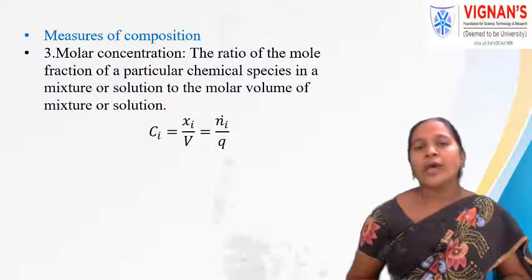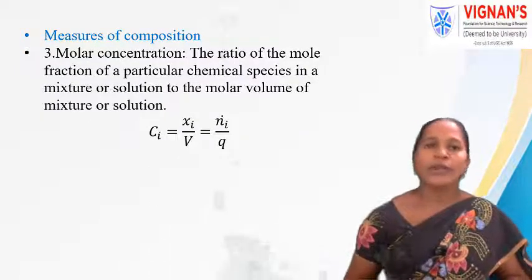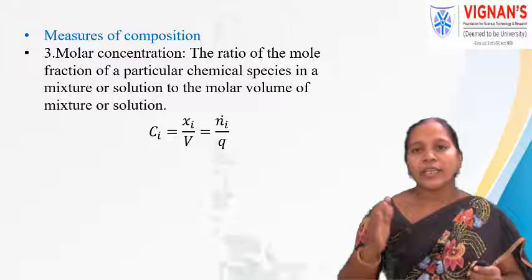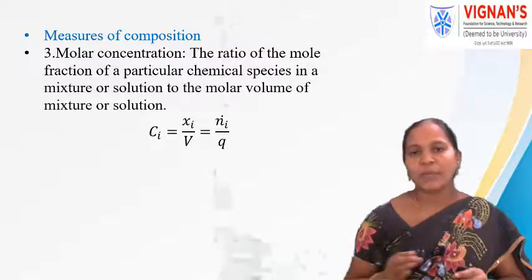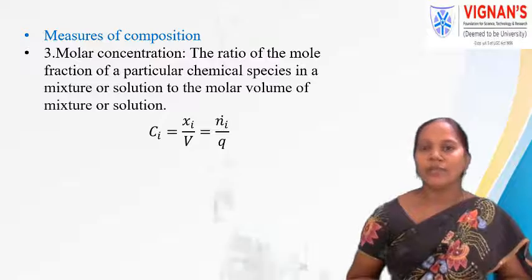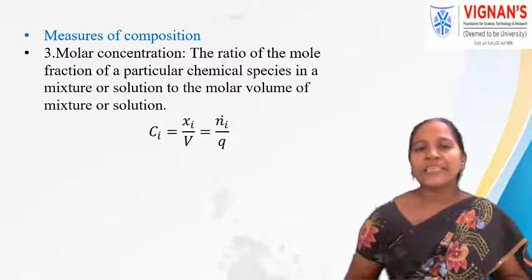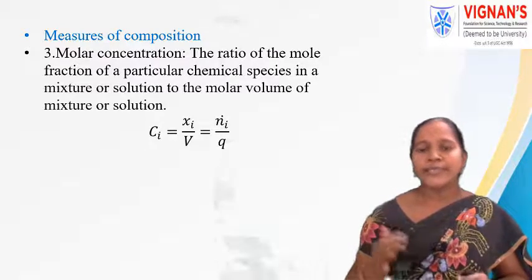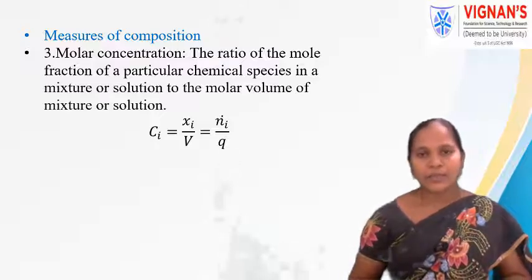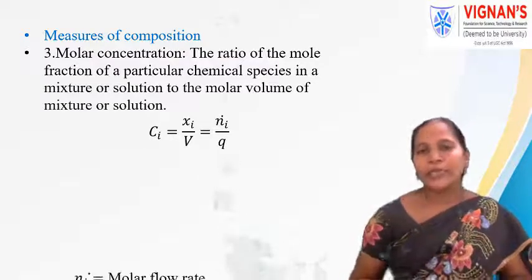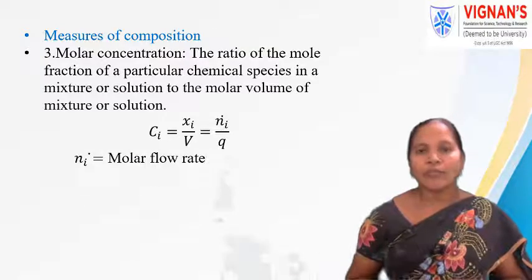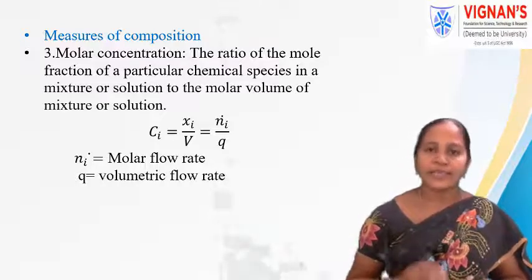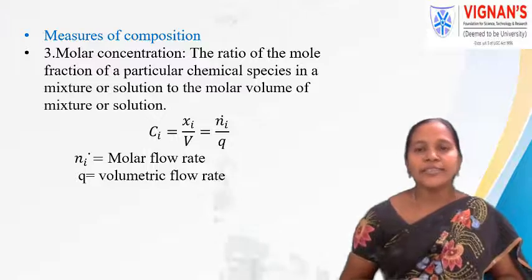Now coming to the third measure of composition, molar concentration. Molar concentration is defined as the ratio of the mole fraction of a particular chemical species in a mixture or solution to the molar volume of the mixture or solution. Therefore, C_i equals x_i by V, that is equals n_i dot by Q. Here n_i dot is the molar flow rate, Q is the volumetric flow rate, and x_i is the mole fraction of the individual species.